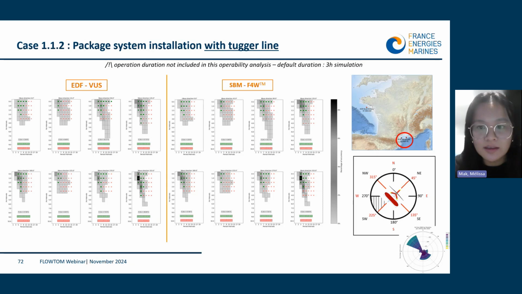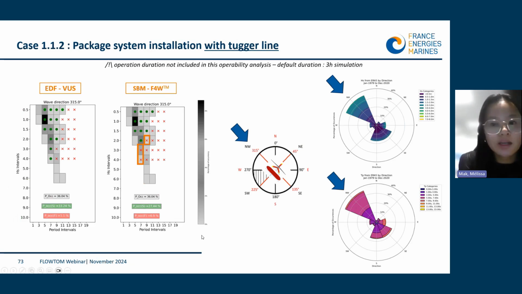To better understand the reason, we can have a closer look at the waves coming from 350 degrees. For this direction, we noticed that on the EDF side, we have 3 successful cases at higher HS compared to SBM. And this has boosted the operability by 5%, as you can see, it's written in green. This highlights the fact that the system positioning can really impact how we calculate the operability percentage.